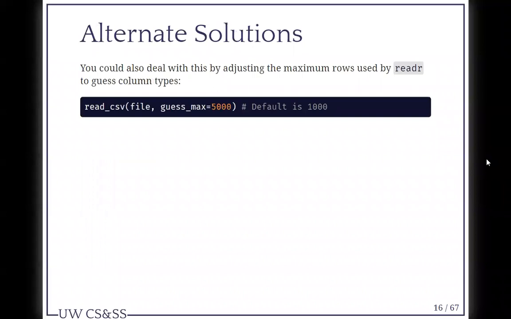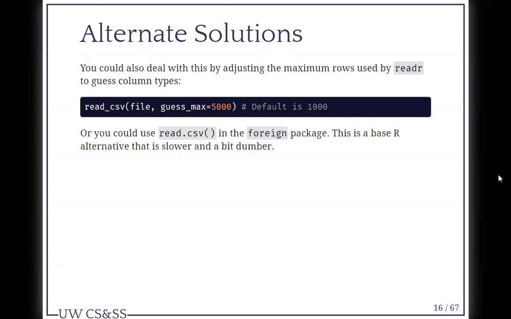Some alternate solutions to this same issue of dealing with the first 1,000 rows, maybe not providing the information that will make sense for the column, is you can have it read more of the rows. So maybe the first 5,000, in hopes that it will catch the information that is inside. Note that this will lengthen the amount of time it takes to read the document. You could also just use the read.csv function, but note that it is slower for sure and is a bit dumber. It's not going to know necessarily that things are dates.